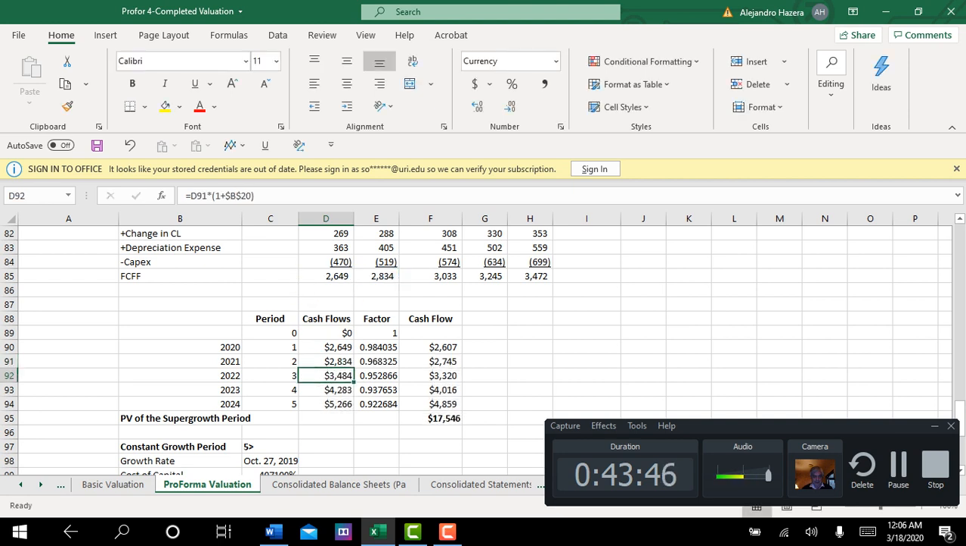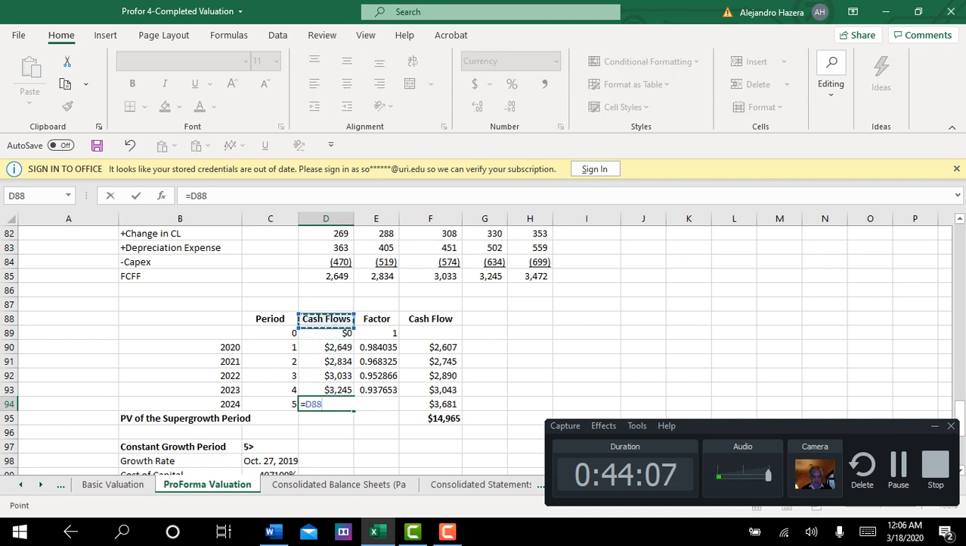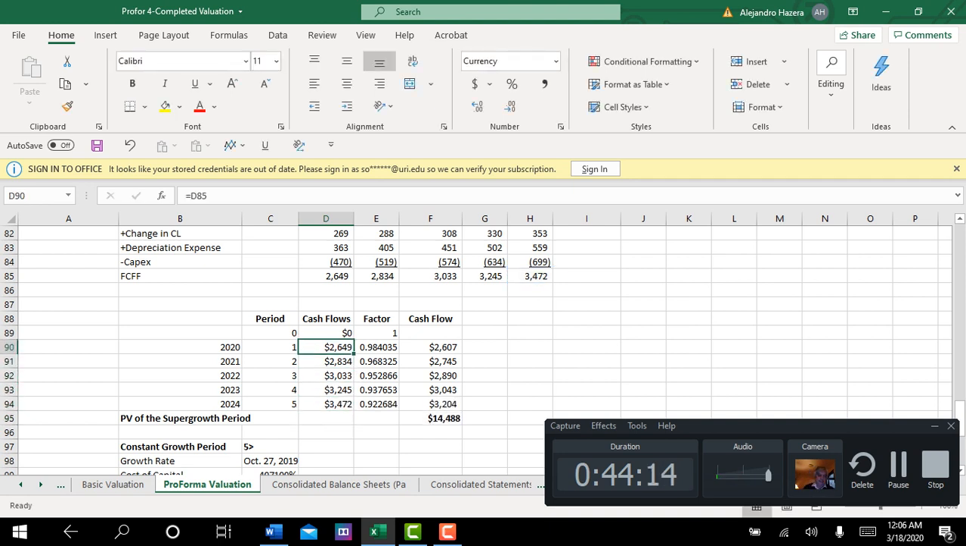Then we've got 2384. Obviously, you could do transpose and all that, but I'm just trying to do this so that you can see it. This is for understanding, not for doing it fast. 3033 for 2023, then 3245 for 2023, and finally for 2024, it's going to be 3472.